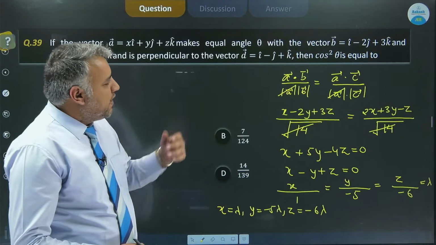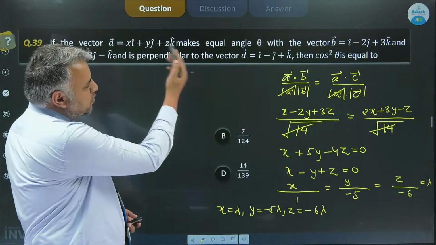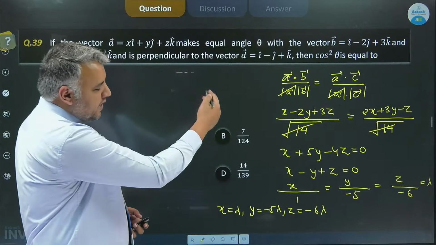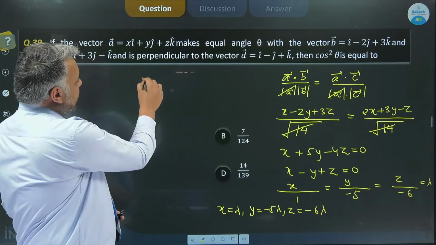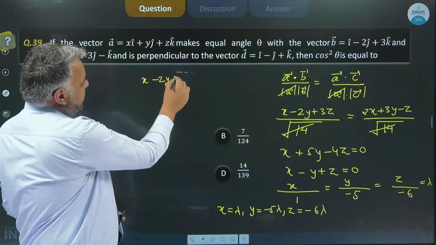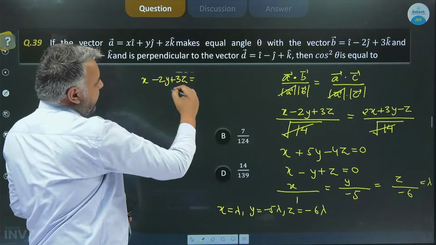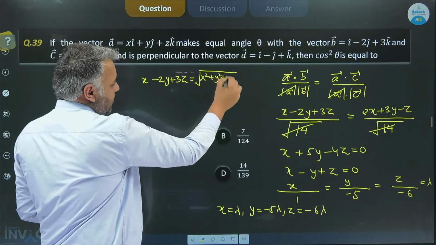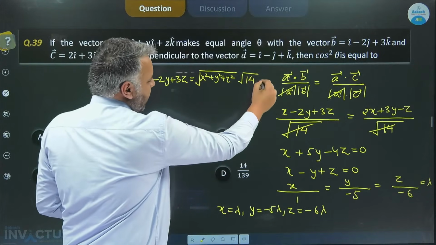Now we have to find the value of cos square theta. So we know that A dot B is obviously magnitude A, magnitude B cos theta. So what is A dot B again? That is x minus 2y plus 3z. This must be equal to magnitude A, that means root of x square plus y square plus z square, magnitude of B, that means root of 14, into cos theta.